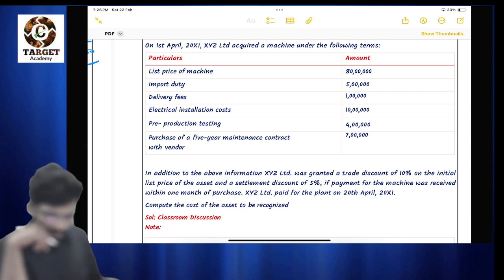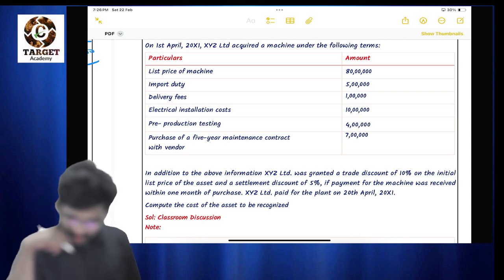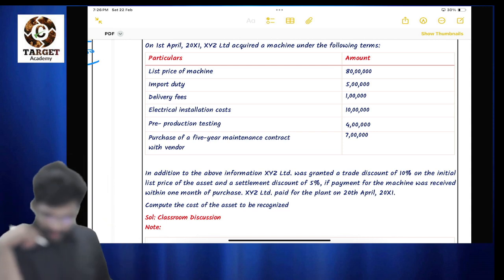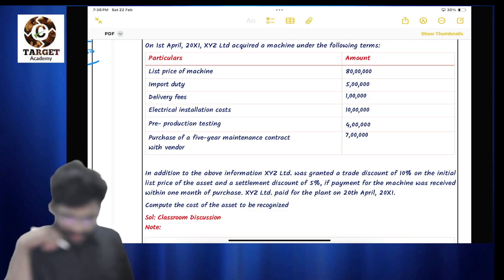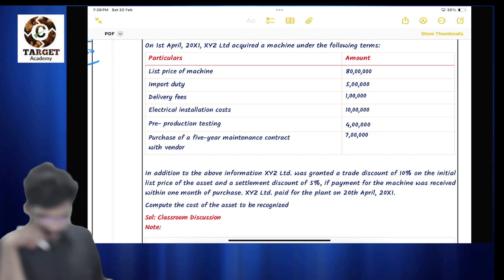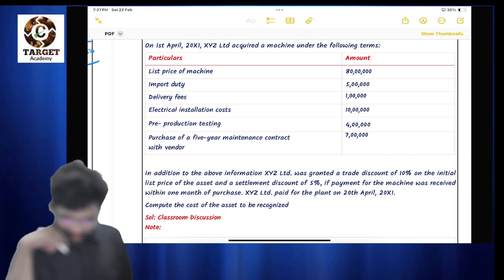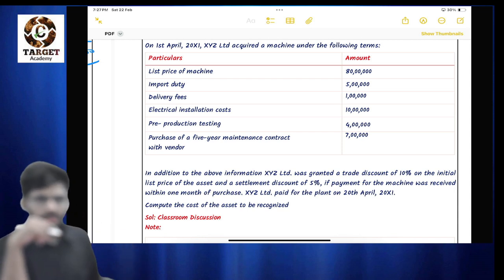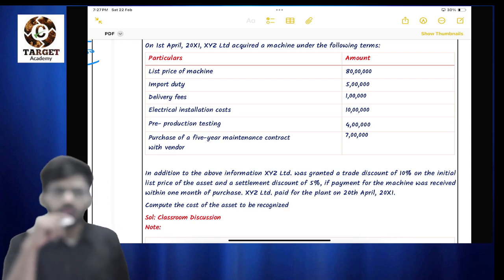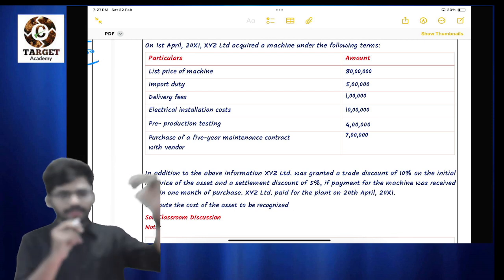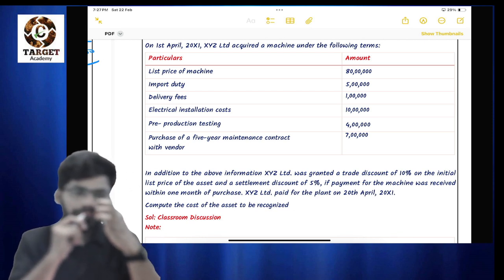Next, in addition to the above information, XYZ Limited was granted trade discount, how much? 10%. Yes, trade discount needs to be deducted on the initial list price, and settlement discount 5%. Cash discount, don't consider. Please ignore that. If the payment was received within 1 month, paid for the plant on 20th April, please ignore that. How much? 92 lakhs. Correct or not? Yes, testing cost also should be added.